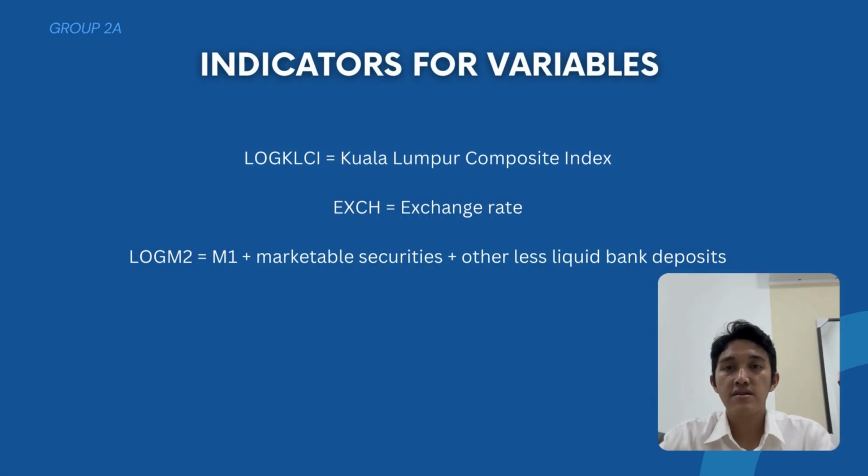Now, the indicators for our independent and dependent variables. First, log KLCI, which is the dependent variable. KLCI itself stands for Kuala Lumpur Composite Index, which is the stock market index that measures the performance of Malaysia's stock market. This represents the natural logarithm of a variable to stabilize data variance, reduce the impact of extreme values, and improve the linear relationship between variables.